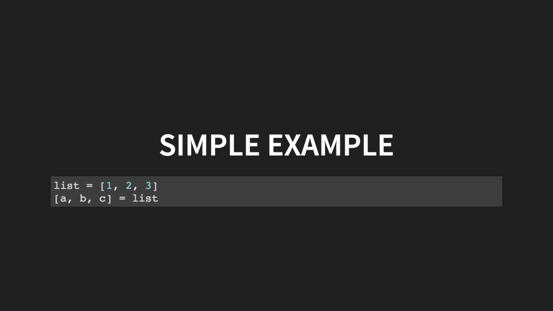So in this case, I assert that list is equal to 1, 2, 3, and because list is unbound, it can match anything, and that works out okay. And then I say that ABC is equal to list, and because list is a list with 3 elements, as is ABC, that match works just fine. And then at the end of these 2 lines of code, A has the value 1, B has the value 2, and C has the value 3.